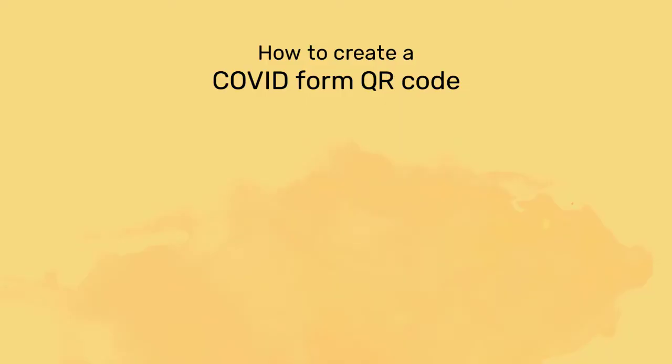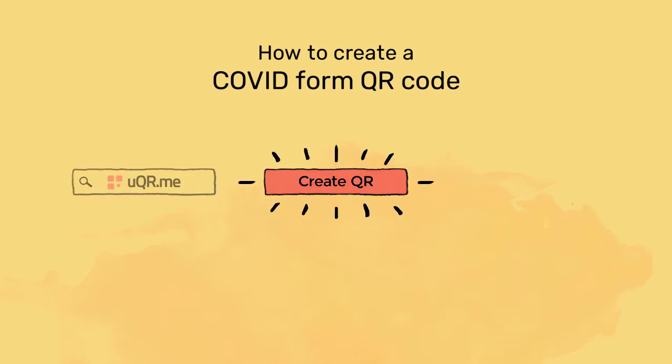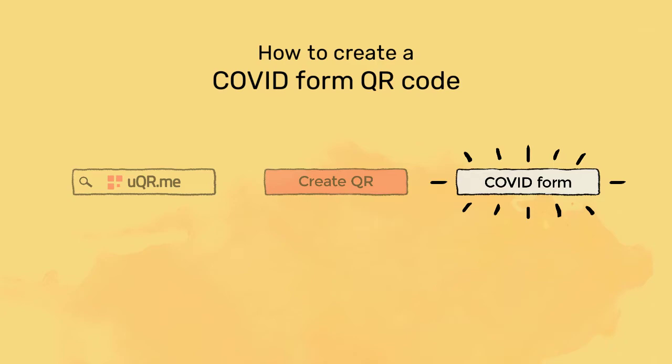If you want to create a COVID form QR code, all you need to do is register to UQ Army, click Create QR, and select the type. It's as simple as that.